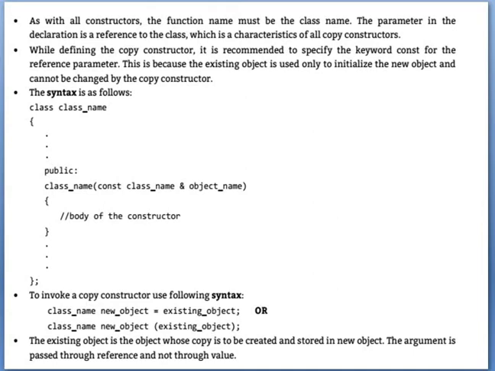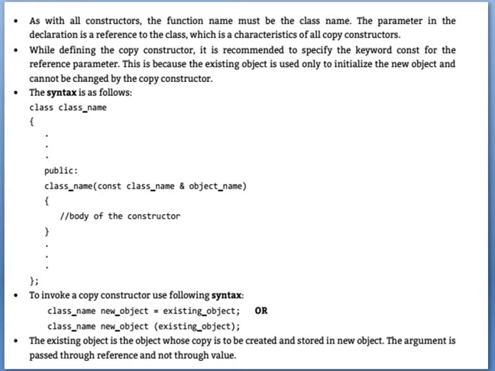As with all constructors, the function name must be the class name. Okay, so the name of the function and the class name are the same. So it is a constructor. The parameter in the declaration is a reference to the class, which is the characteristic of all copy constructors.